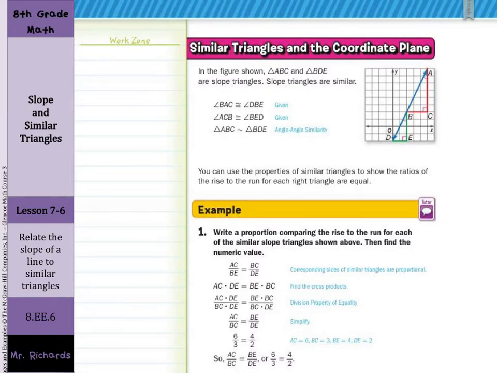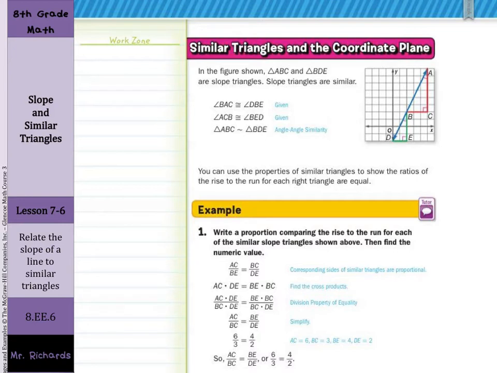And with that, you can use the properties of similar triangles to show the ratios of the rise to the run for each right triangle are equal. And in our example, write a proportion comparing the rise to the run for each of the similar slope triangles shown above. Then find the numeric value.